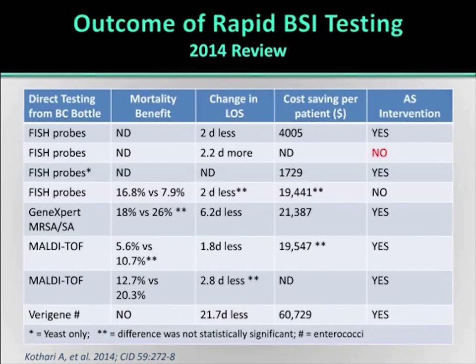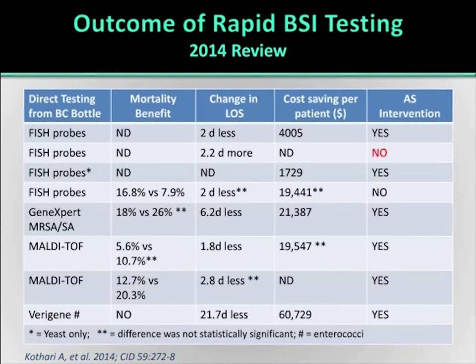If you go down this list of the studies that Kothari et al. looked at, when FISH probes were used in the first 4 studies, there was no mortality benefit that was recognized, or at least it was not determined in a couple of the studies. But when it was determined, you can see in the fourth one down, that there was actually a 16.8% versus 7.9% mortality benefit, if you will. So a reduced mortality when the FISH probes were indeed used. There was a change in the length of stay, and there was a cost savings, although, as you can see, the difference did not appear to be statistically significant in those particular studies.